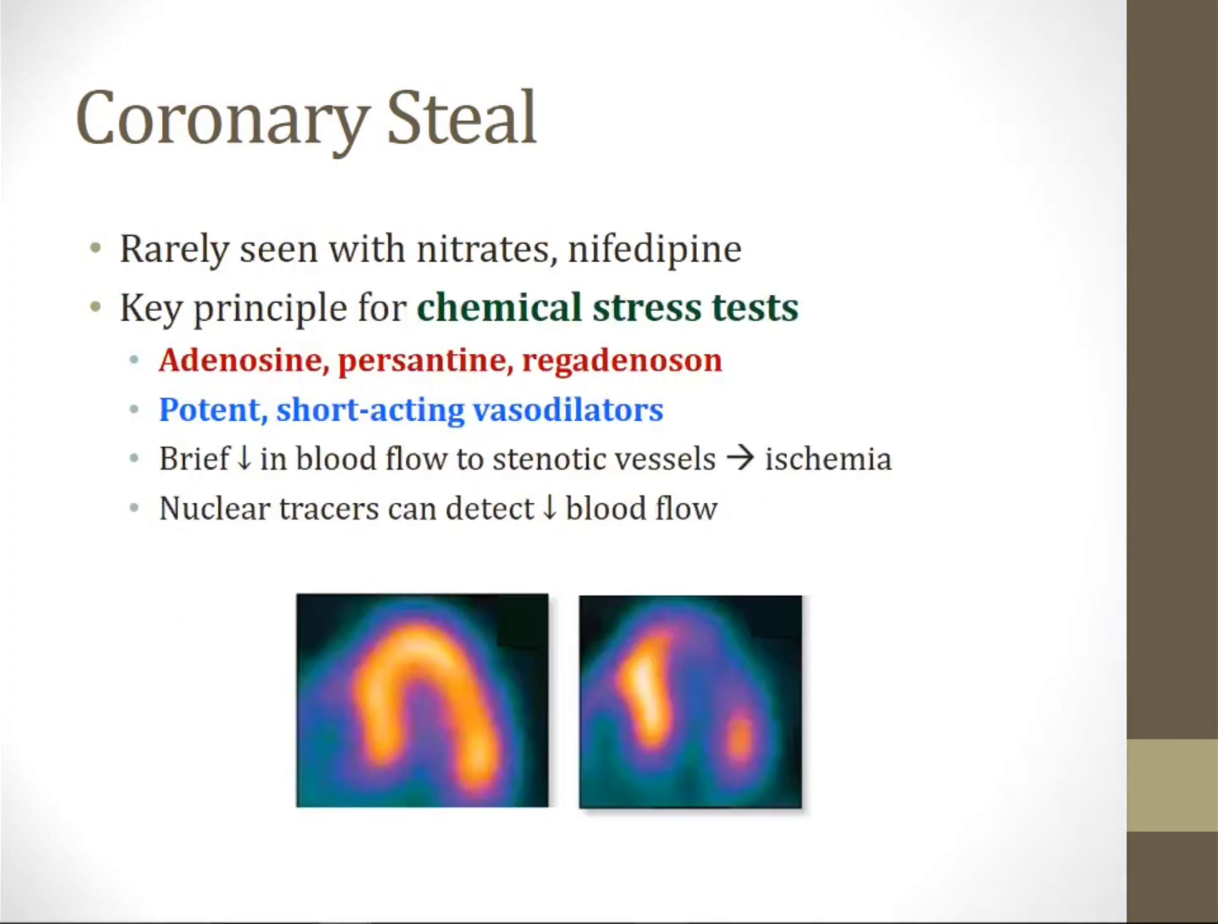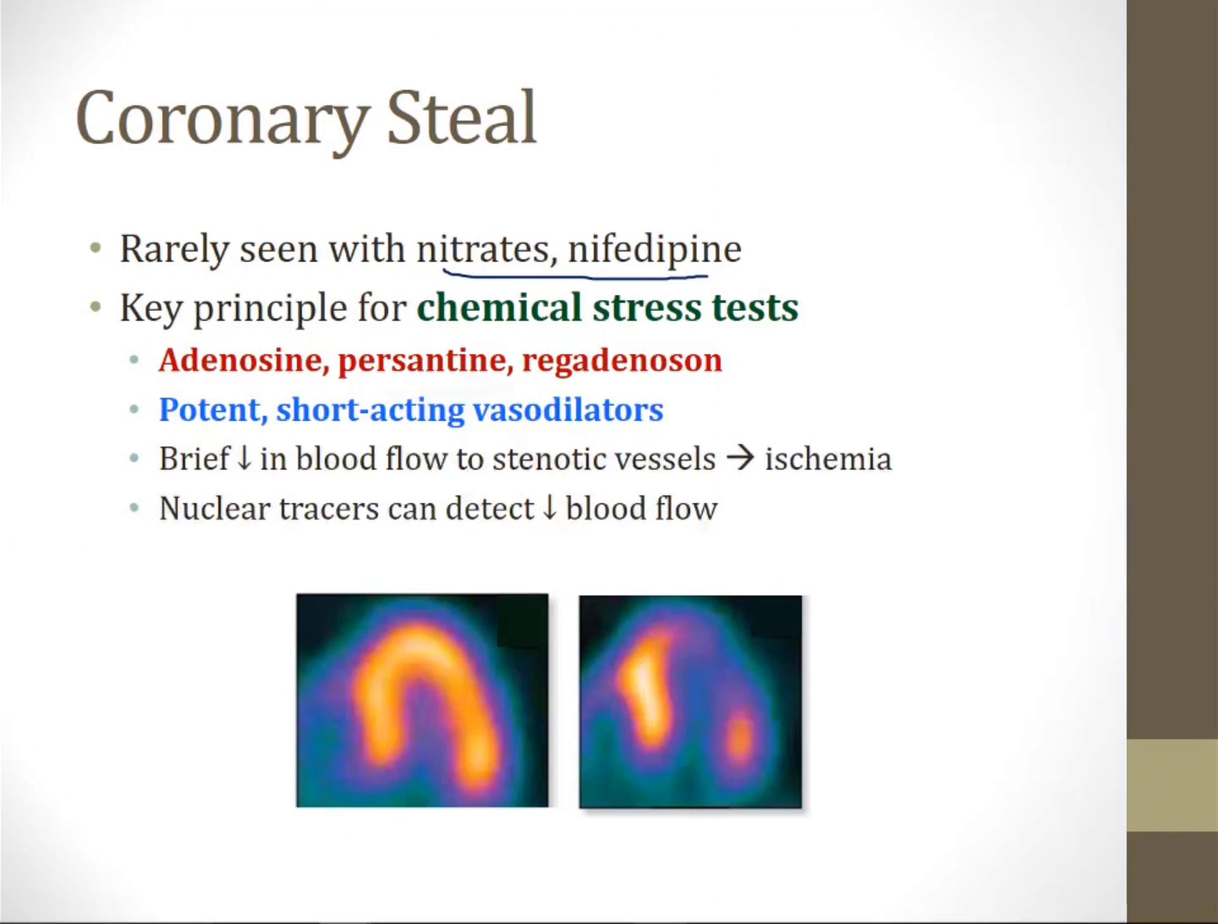In theory, the phenomenon of coronary steal could occur with vasodilators like nitrates or nifedipine that we routinely use in heart patients, but it turns out that this is rarely seen. At the usual dosages that we use these medications, they generally do not cause coronary steal.